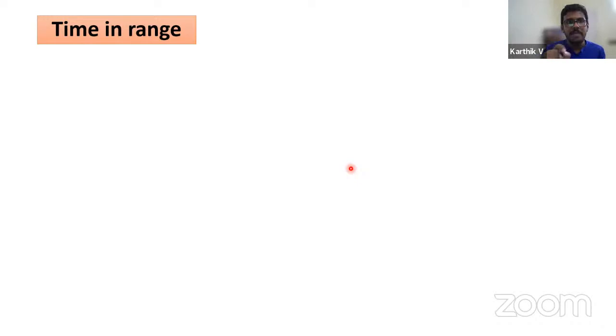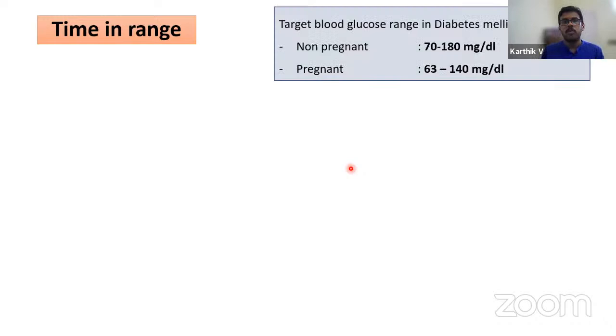So this time in range is a metric which is identified from continuous glucose monitoring, where you identify at what percentage of the time of the day, so you have 24 hours in a day, at what percentage of this time the patient's plasma glucose belongs to a target range. So the target blood glucose range in diabetes mellitus is 70 to 180 milligram per deciliter for non-pregnant and 63 to 140 milligram per deciliter in pregnant individuals.